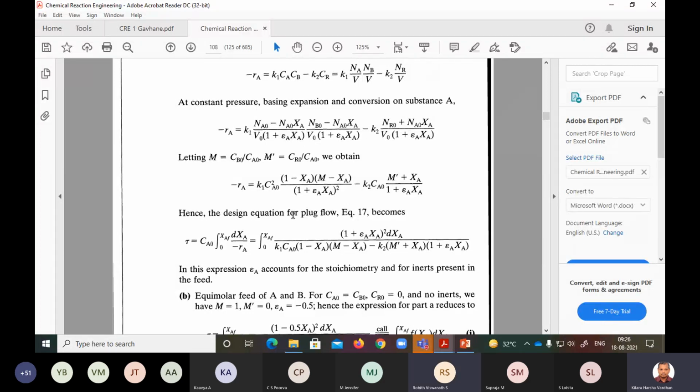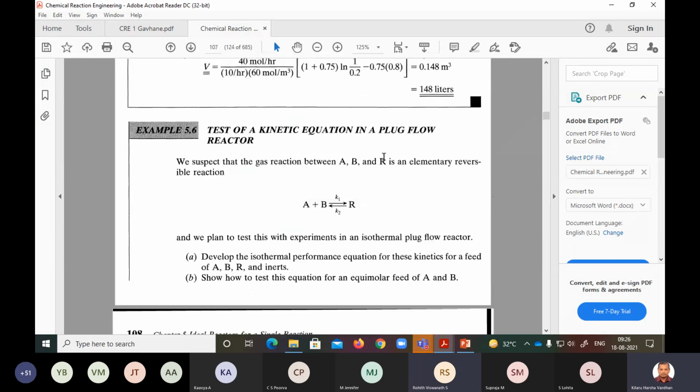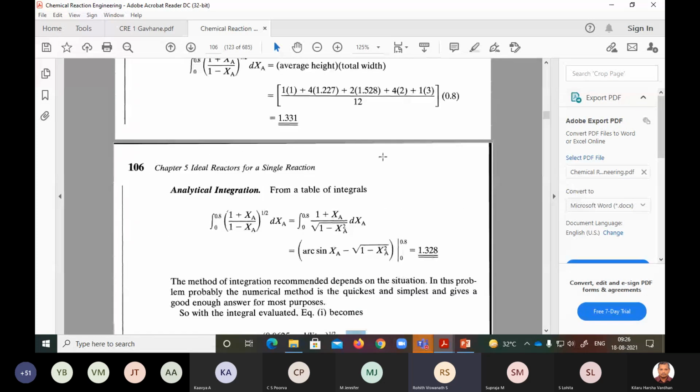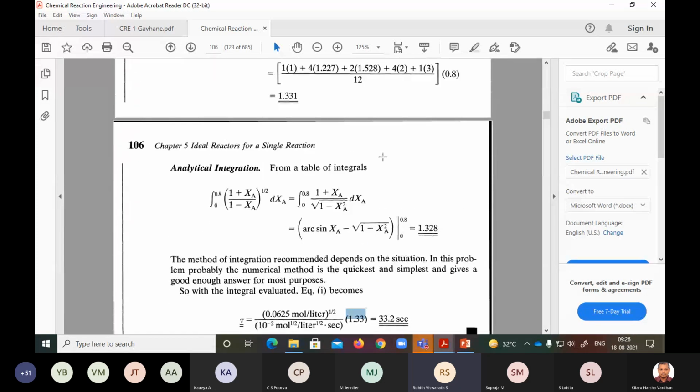Okay. So Sir, I'll stop here. Yeah. Sir, in a plug flow reactor, length is important for conversion, isn't it, sir? Length is important for conversion.